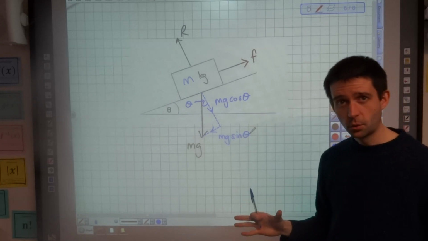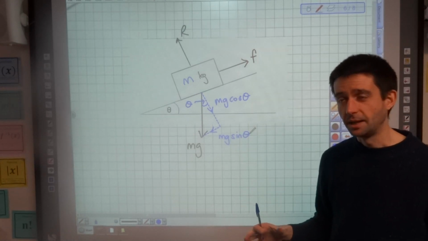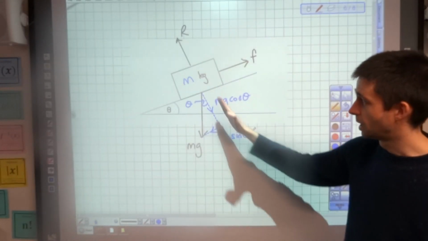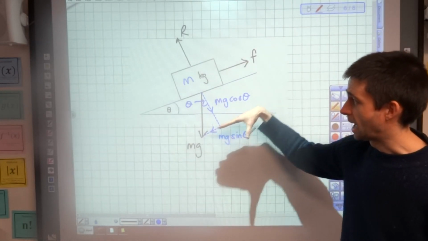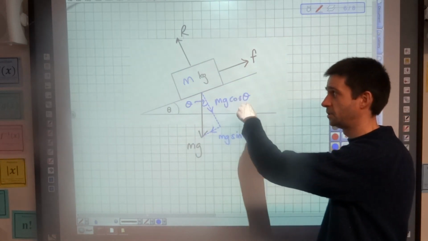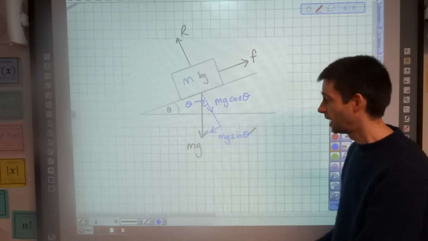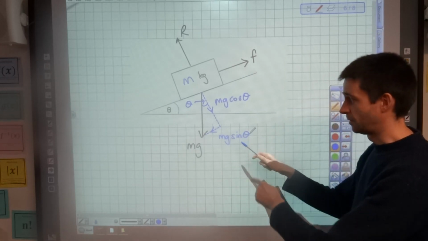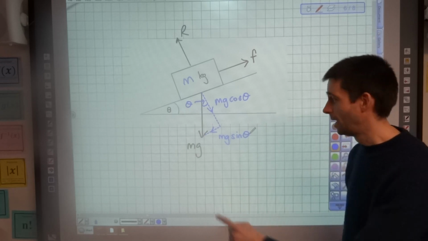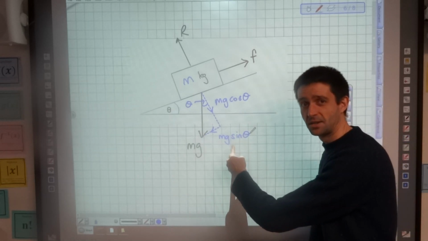So whenever we're doing questions where we have a particle on an inclined plane, what we're always going to have to do is resolve the weight into its components perpendicular to the slope and parallel to the slope. It's always going to be mass times gravity times cos theta perpendicular, and it's always going to be mass times gravity times sine theta parallel. And I'll give you a massive hint right now, that is the one that everyone always forgets.